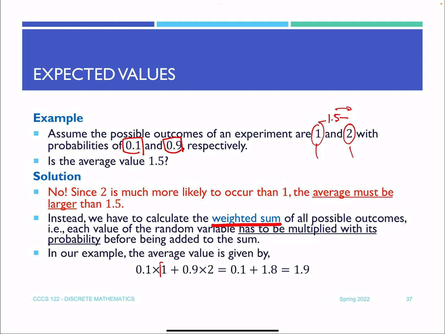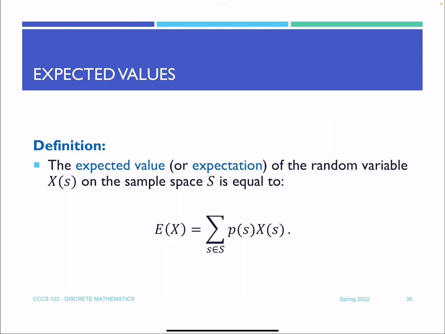So we have outcomes 1 and 2, two possible values of the random variable, and we multiply them by their respective probabilities. So the probability of 1 showing up is 0.1, the probability of 2 showing up is 0.9, so we multiply them together, and then we add them up. And then we get 0.1 over here, and we get 1.8 over here. Add them up and you get 1.9. 1.9 is the expected value of the random variable of this experiment.